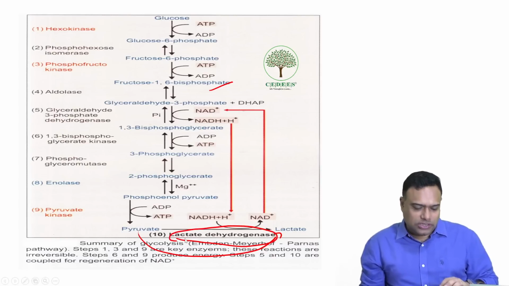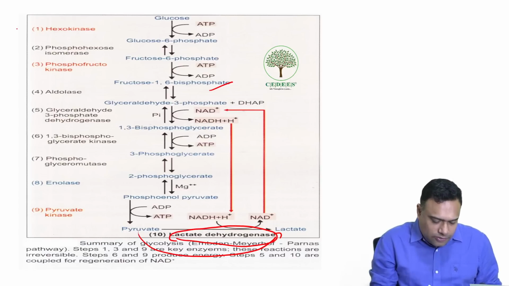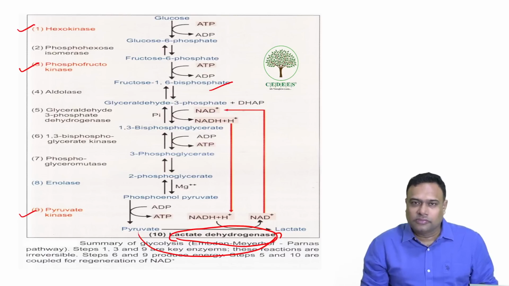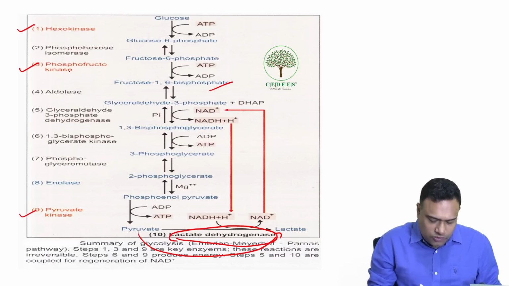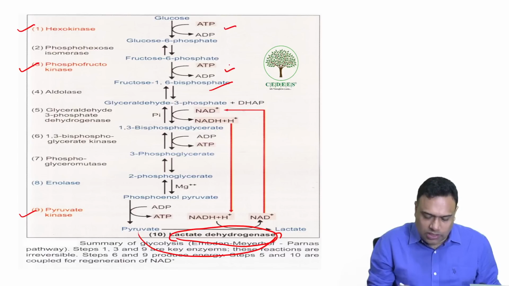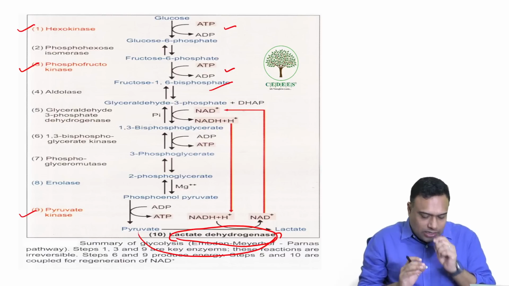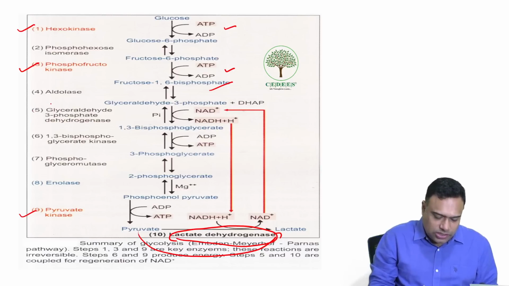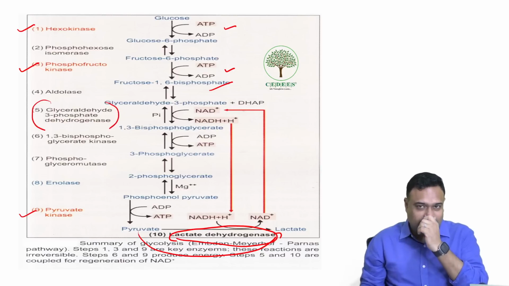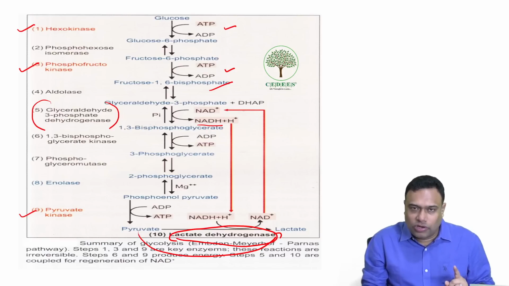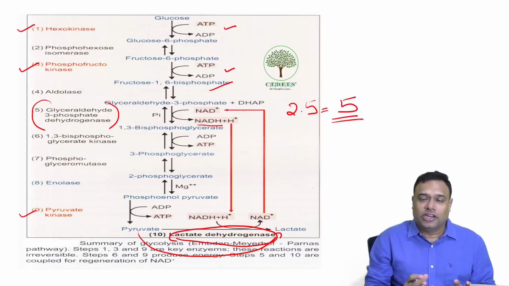Now let's just see the cycle a little more carefully. The first step is irreversible, the third step is irreversible, and the last step is irreversible. The first step, hexokinase and phosphofructokinase utilize 1 ATP each, so it's minus 1 ATP each, right? The first step in glycolysis which produces energy is glyceraldehyde 3-phosphate dehydrogenase, right? And here, two molecules of NADH are produced, and every molecule of NADH produces 2.5 ATPs. Therefore, two molecules of NADH produce 5 ATPs.